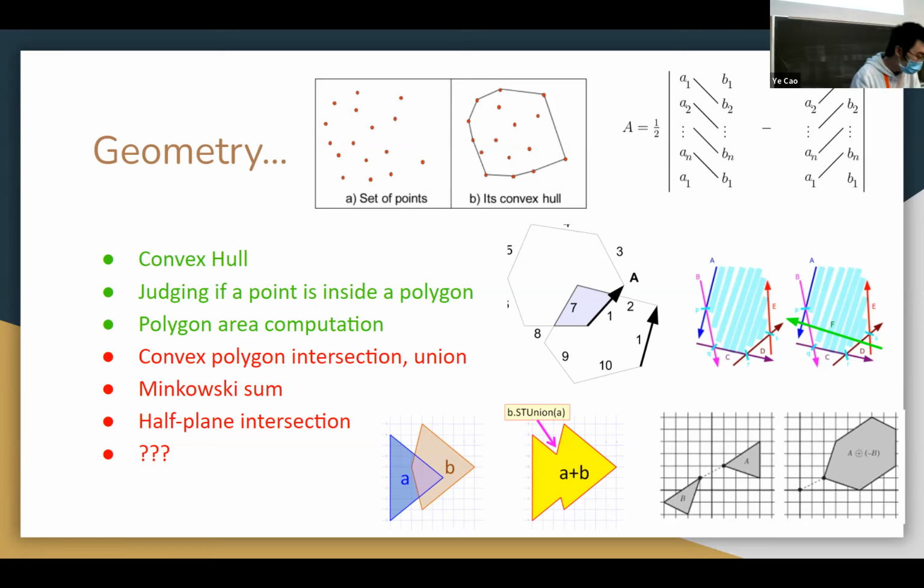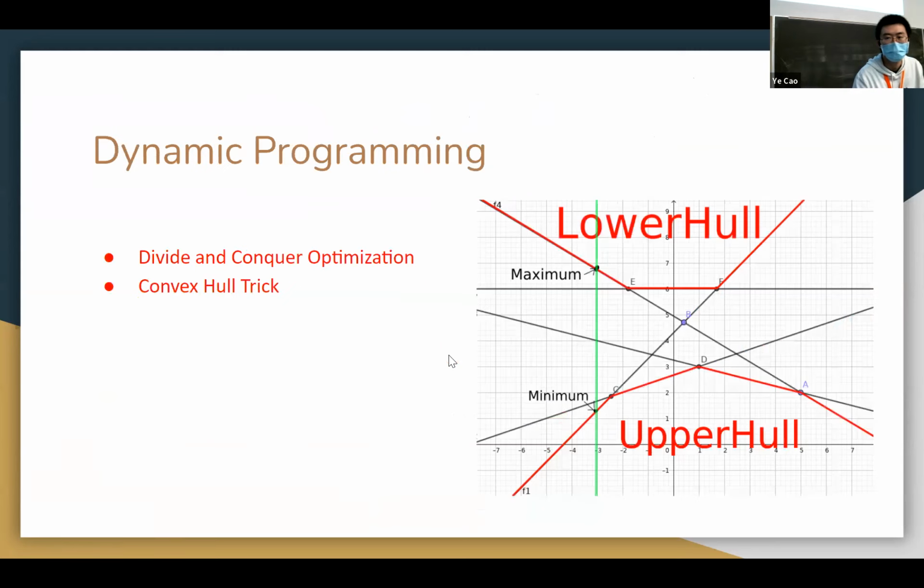There is a lot of dark magic in the world of computational geometry, and I simply cannot enumerate all of them, but here are some I know that you might want to have in your book. Finally, we move to dynamic programming.